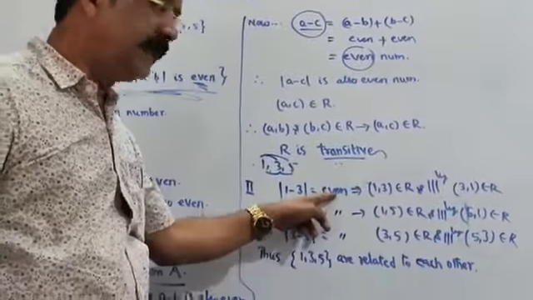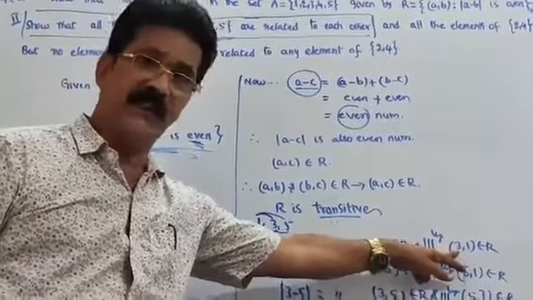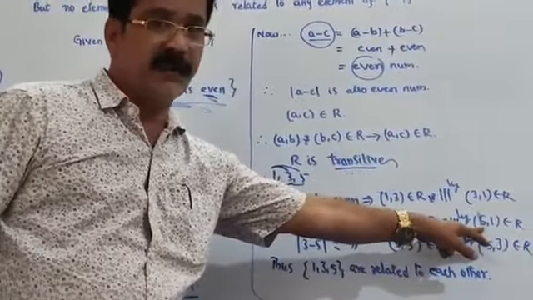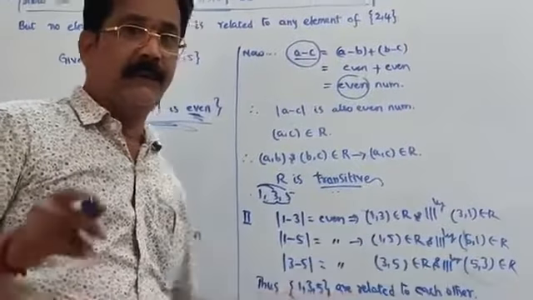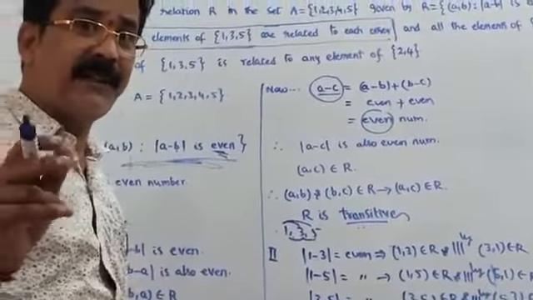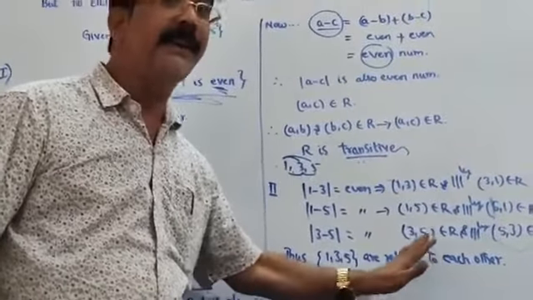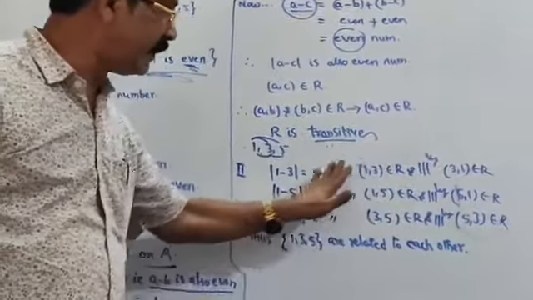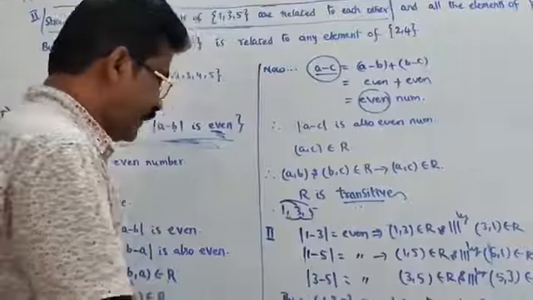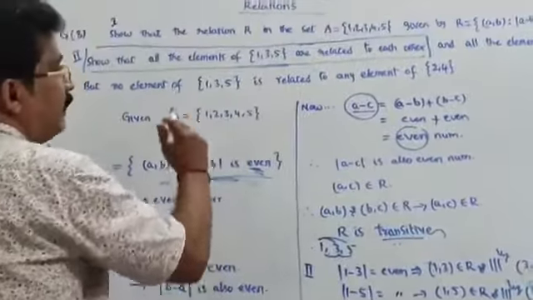The reason is evenness: the modulus of 3 minus 1 is even, the modulus of 5 minus 1 is even, and the modulus of 5 minus 3 is even. If any one condition fails, then we write that they are not related to each other. Because all differences under modulus are even, it is possible to write that they are related to each other. Okay, the second one is over.